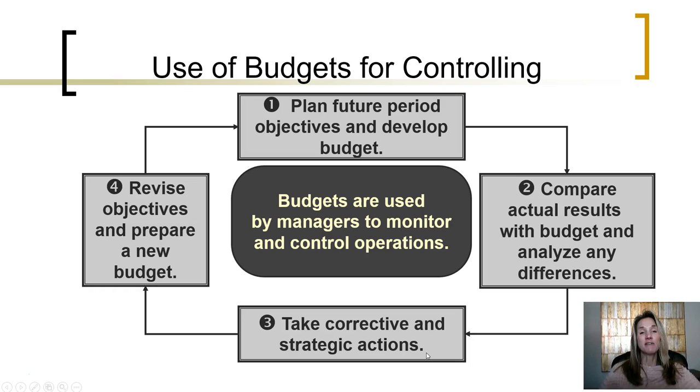It helps us identify areas where things are going wrong and take corrective actions, or identify areas where things are going really well and learn from what we're doing well and continue doing them. And we can take these lessons learned from the analysis, the controlling aspect of budgeting, and prepare new objectives and revise our budget for the next period.